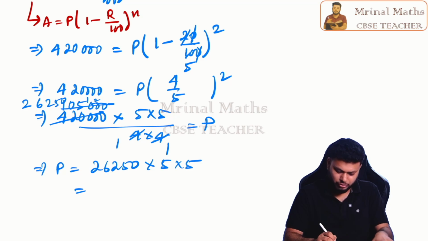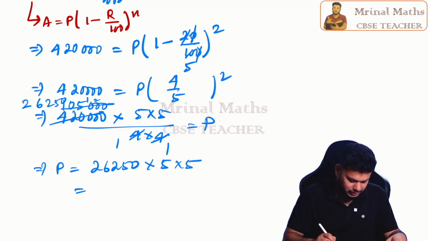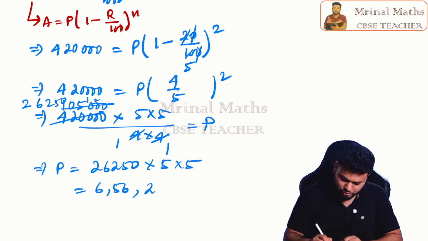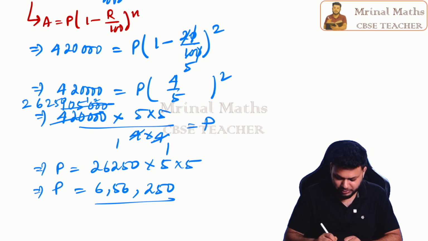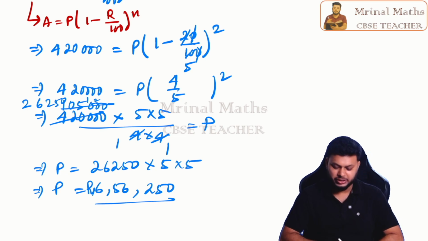So the value that we are going to get is 6,56,250 rupees. That is the principal that we are going to get. This is the principal that we are going to obtain.